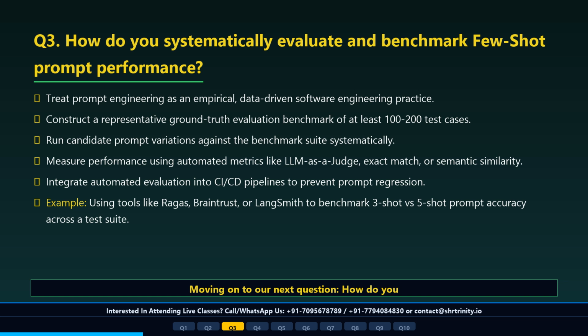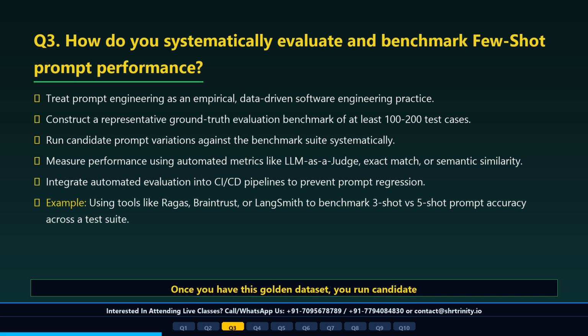Moving on to our next question, how do you systematically evaluate and benchmark few-shot prompt performance? Evaluating prompt performance cannot rely on subjective intuition or running 2 or 3 manual test inputs in a playground. Senior AI engineers treat prompt engineering as empirical software engineering. To systematically benchmark a few-shot prompt, you must first construct a representative ground truth dataset containing real-world edge cases and target outputs, typically around 100 to 200 validated test items.